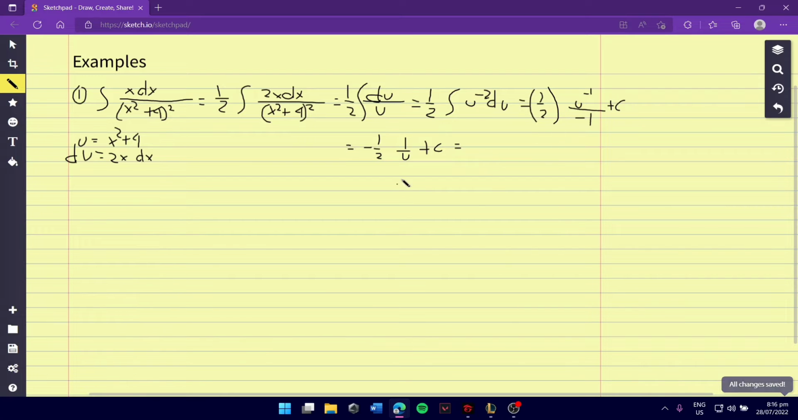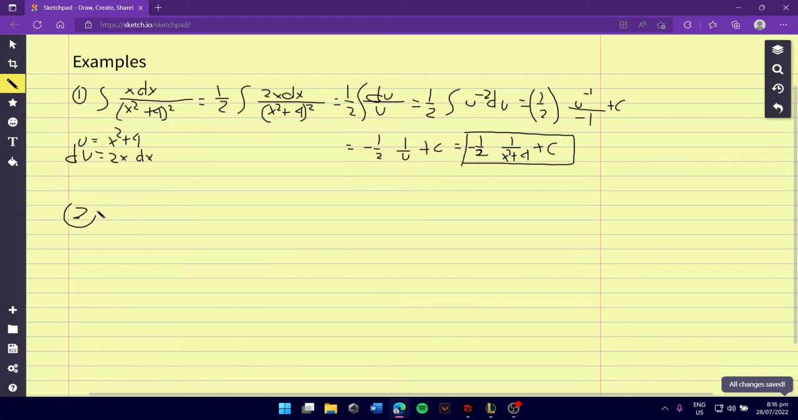Next, simplifying, we will substitute now the value of u. So u here is x squared plus 4. So we have negative 1/2 times 1 over u, which is 1 over x squared plus 4, and then our arbitrary constant. So this is now your final answer.